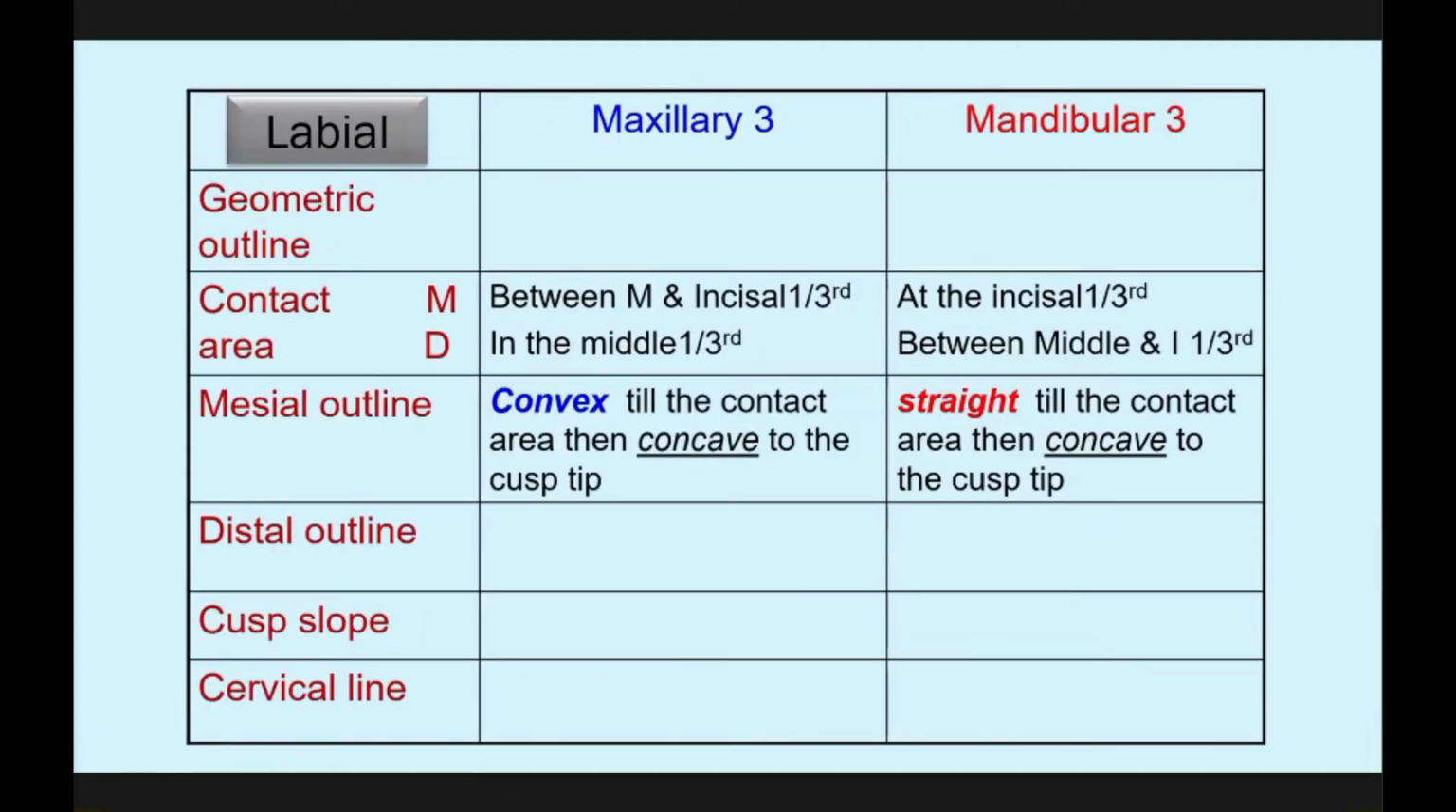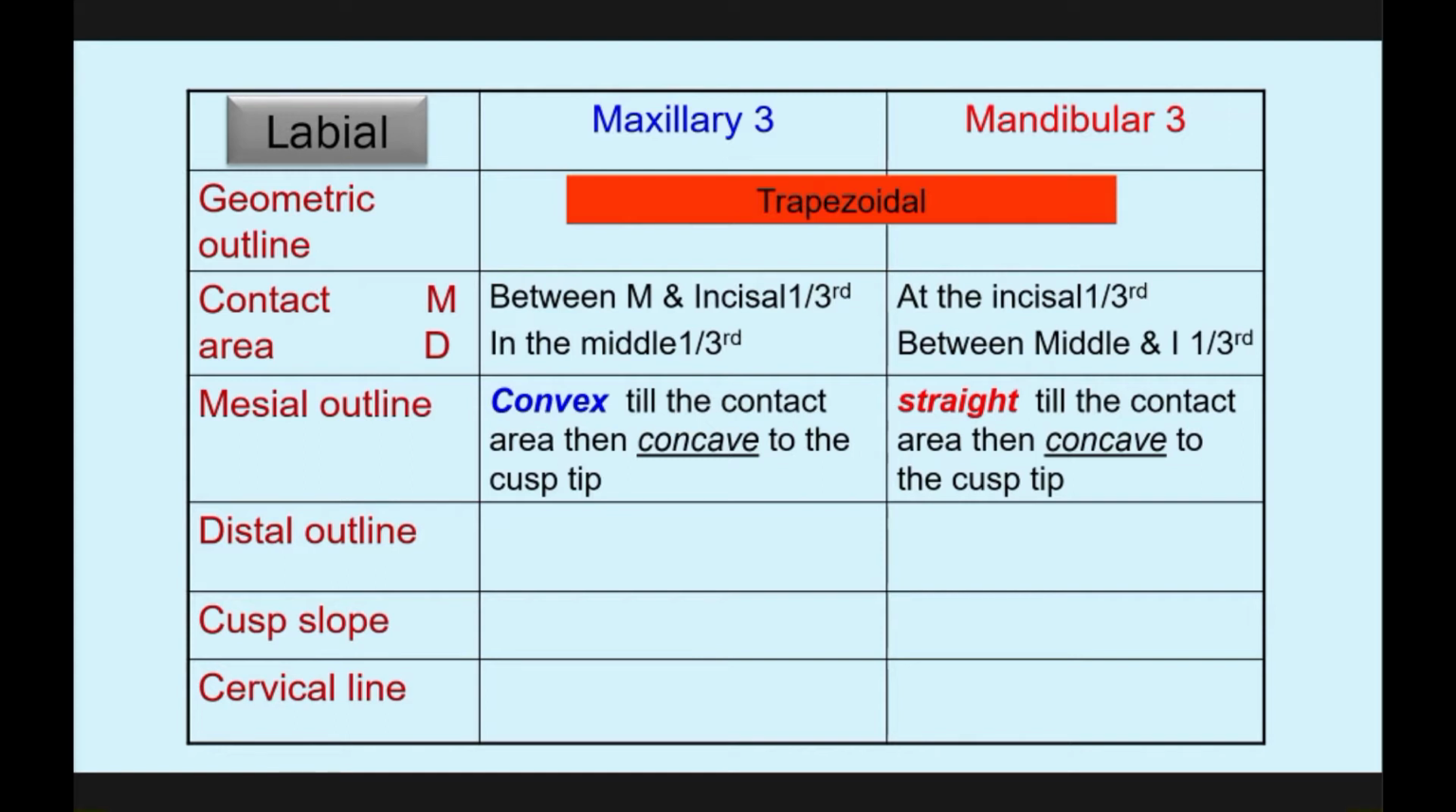So labial surface, if we make a comparison between the labial surfaces, you see the geometric outline for both the teeth is trapezoid. So it is similar. Contact area for maxillary canine, the mesial is between the mesial and middle one third, distal is in the middle third, right? A little bit cervical. In case of mandibular canine, the mesial is at the incisal one third, and distal is between the middle and the incisal one third. Okay, so not at the junction, but between the middle and the incisal one third, a little bit more incisal.